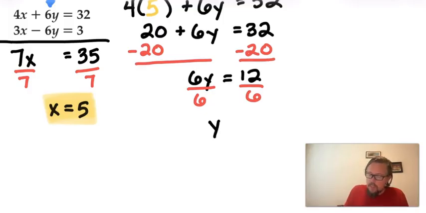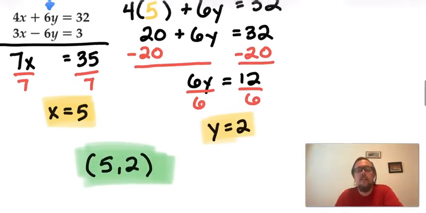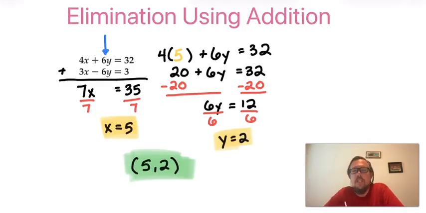And y equals 2 is the second half of the coordinate pair that we need. So our x value was 5, y value is 2. So the solution to this system of equations is (5, 2). And that's solving the system of equations using elimination. You just add the two equations together, and that will eliminate one of the two variables, allowing us to solve for one of the variables. And then once we solve for that one, we substitute back into one of the other equations, and that tells us the second variable.